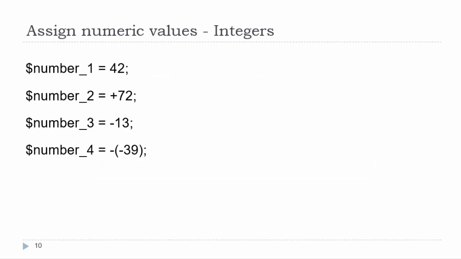There are many ways of assigning integers. You can just use the number. You can put a plus sign in front of the number. You can put a minus sign in front of the number. You can also use parentheses and use minus and plus in combination with those parentheses.